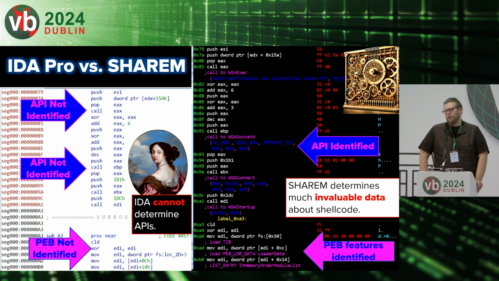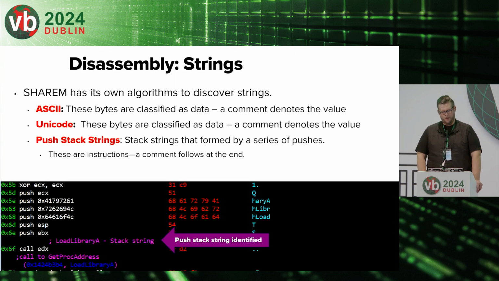And so we can look at IDA Pro to the left, and unfortunately IDA Pro is not really capable of determining the APIs that are being called, and that's to be expected. That's not something that a traditional disassembler can do, but SHAREM can actually do that, and so we can have those being identified. And we can also identify strings, and those will be labeled correctly as data. If it's something like a push stack string, we'll have a comment because it's not a string, it's an instruction. We're pushing the ASCII onto the stack.